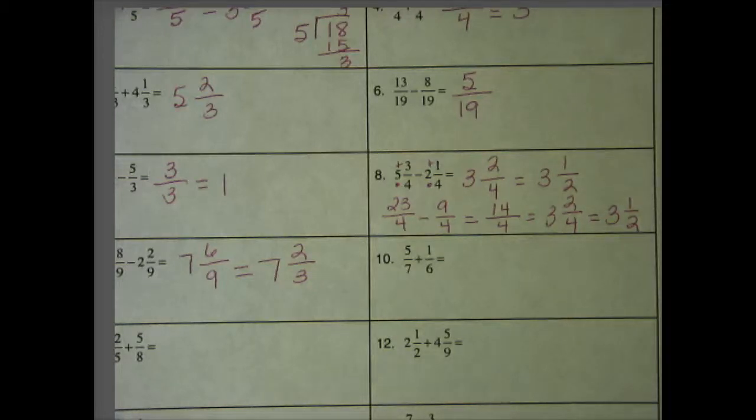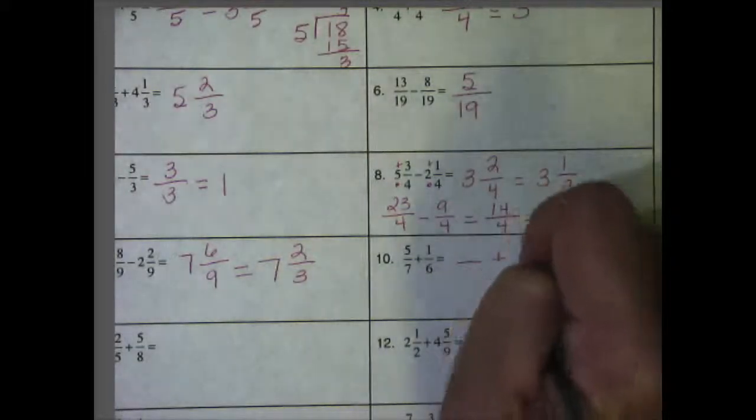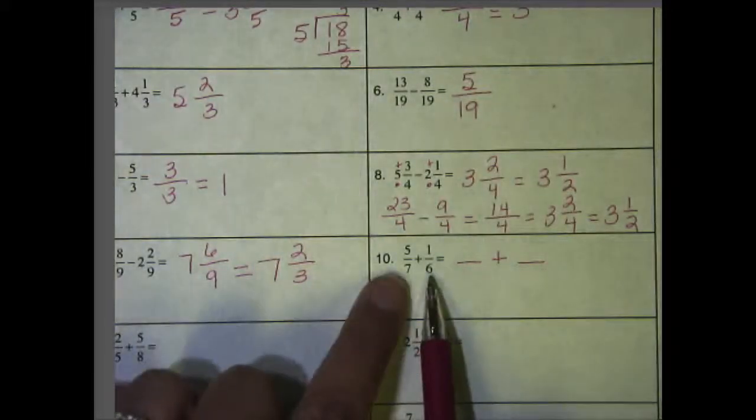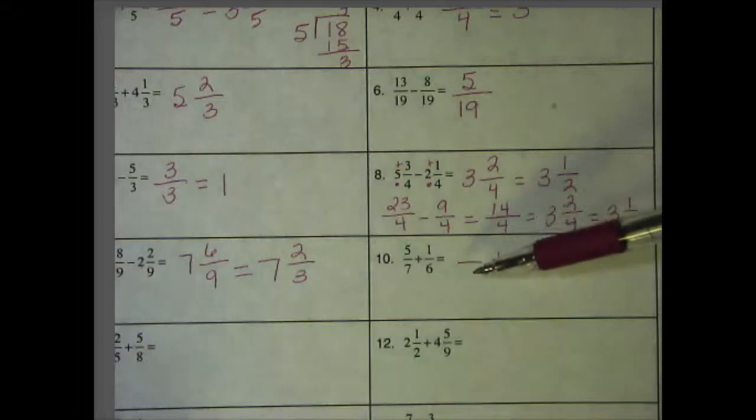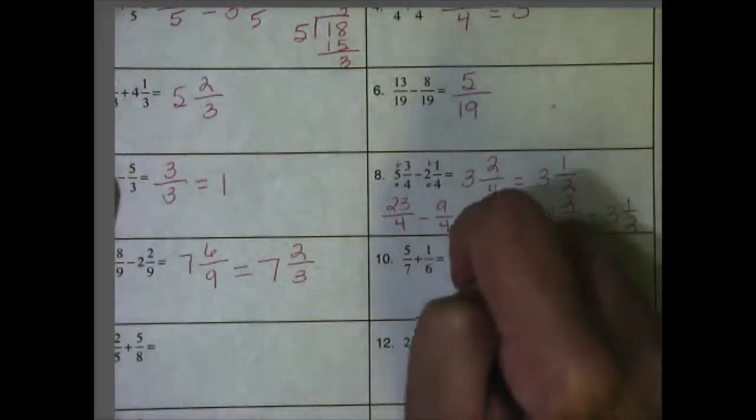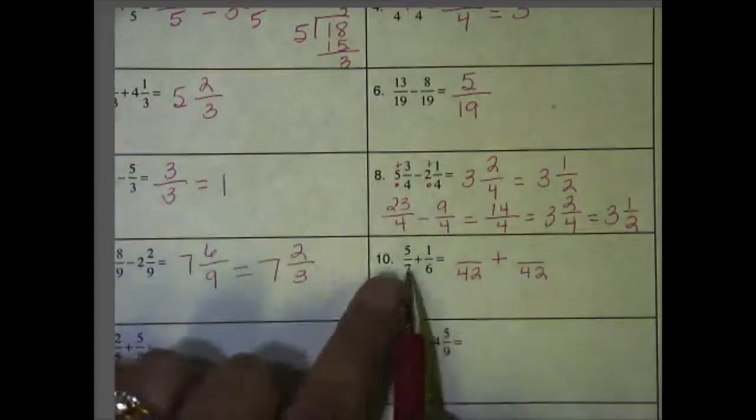Number 10, 5/7 plus 1/6. Remember that the first thing you have to do is find the least common denominator. So in order to find the least common denominator, we need to know what is the least common denominator of 7 and 6. There are several ways you can do that. I'm not going to go through those with you right now. Those are things you should have studied in 6th and 7th grade. But once you go through finding the least common denominator, you'll find that the least common denominator of 7 and 6 is 42.